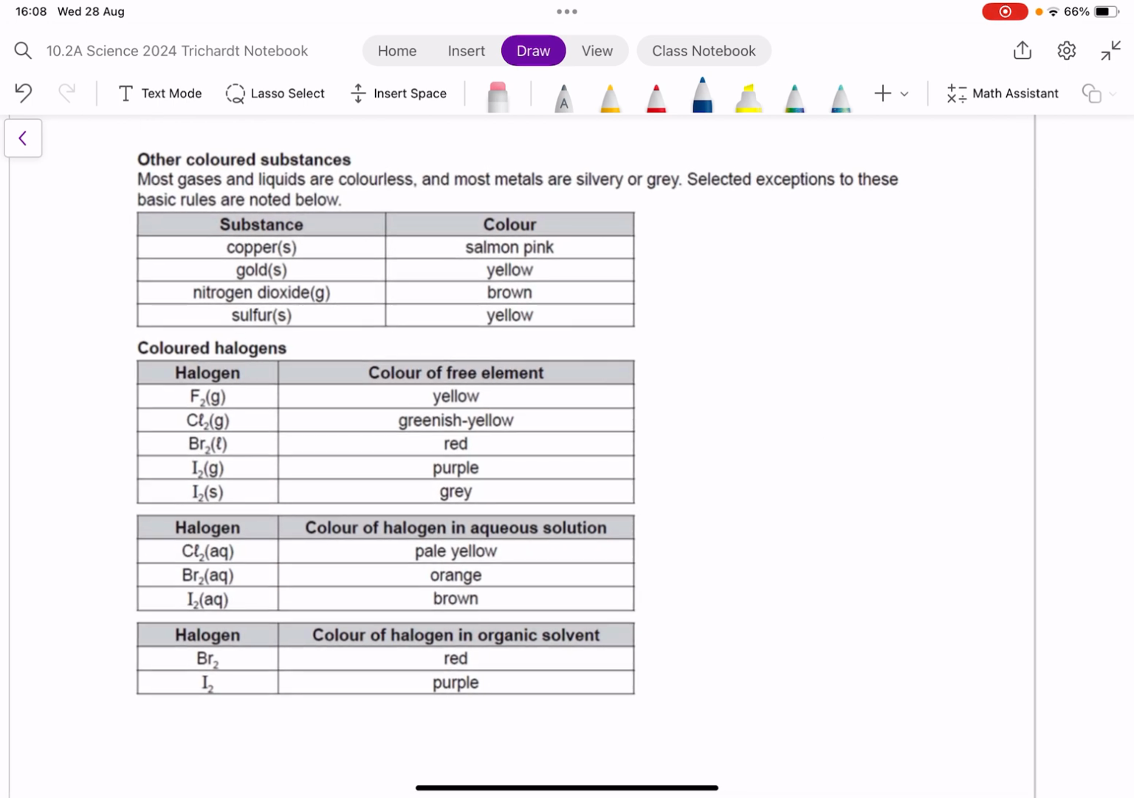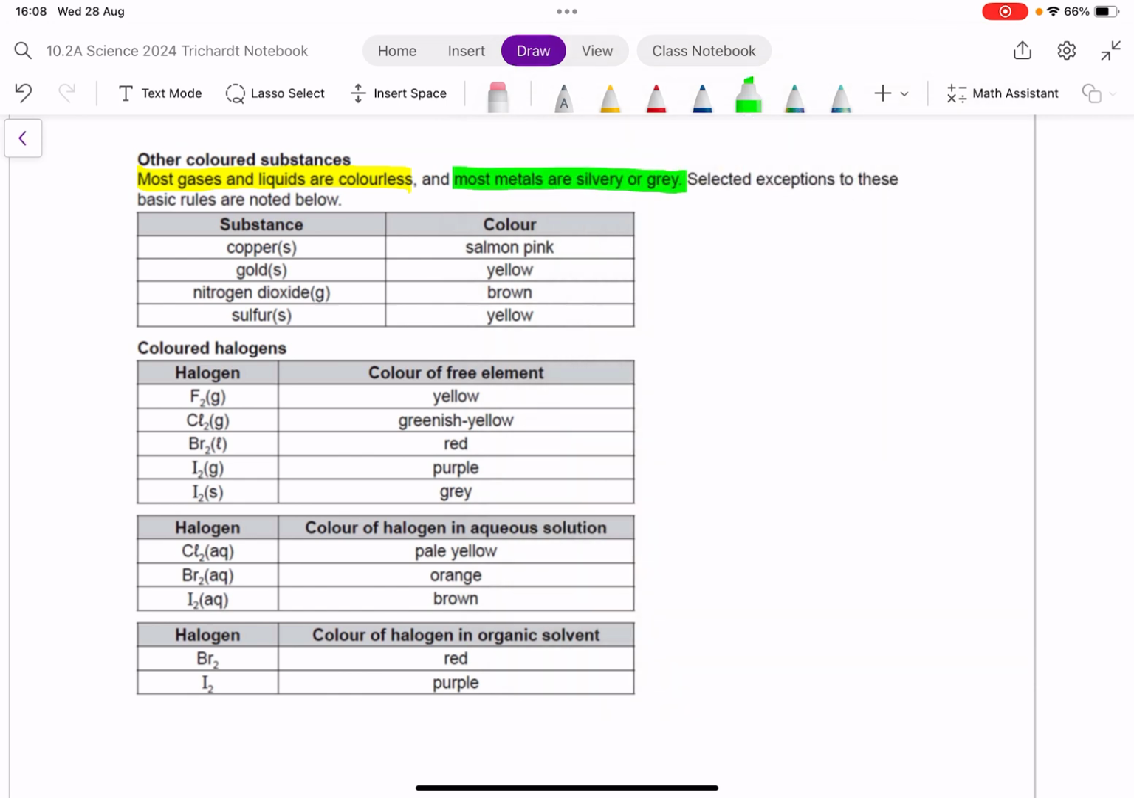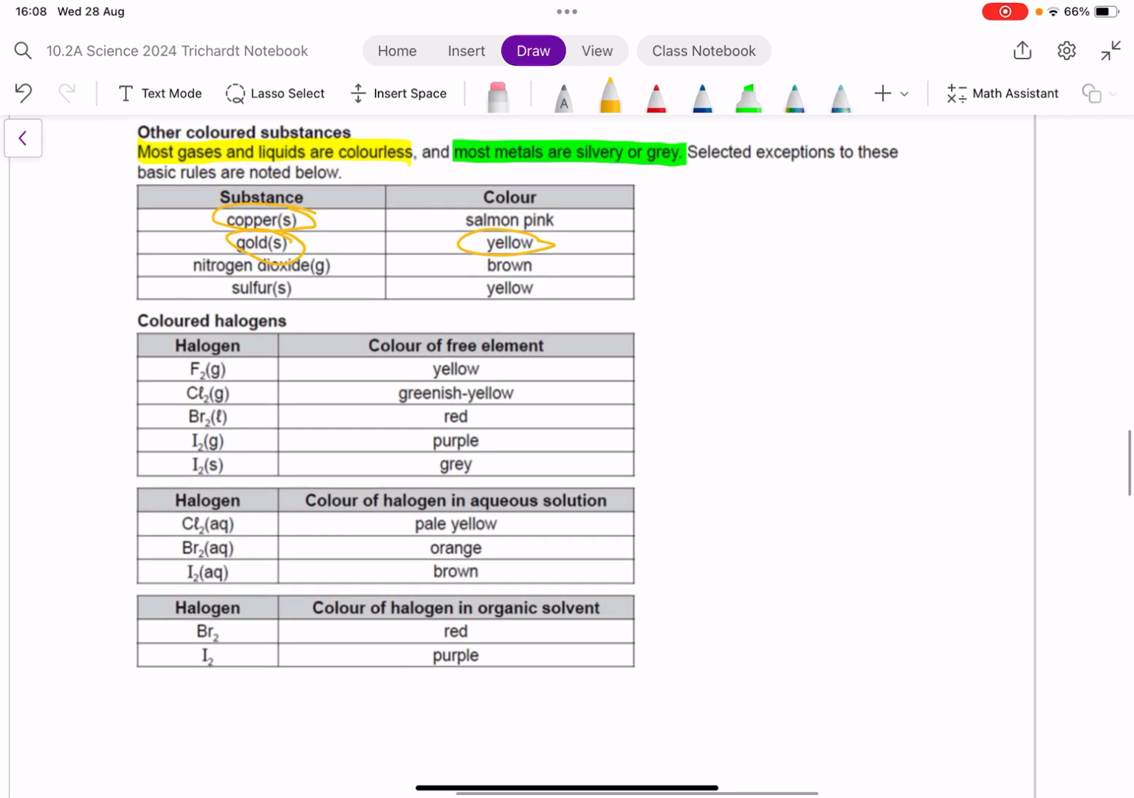Scrolling down even more, you guys can see other colored substances, and it says that most gases and liquids are colorless. Most metals are silver or grey. However, there are some exceptions. Gold is the classic yellow color. Copper metal is salmon pink. If you guys have ever seen copper pipes at home, they are a rusty pinky color. Nitrogen dioxide is a gas, it's brown, and sulfur is a yellow solid.